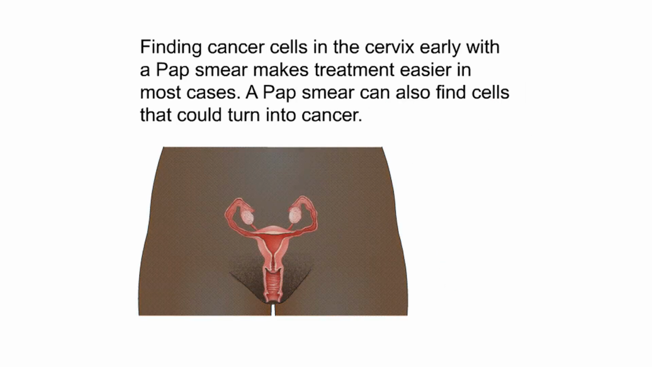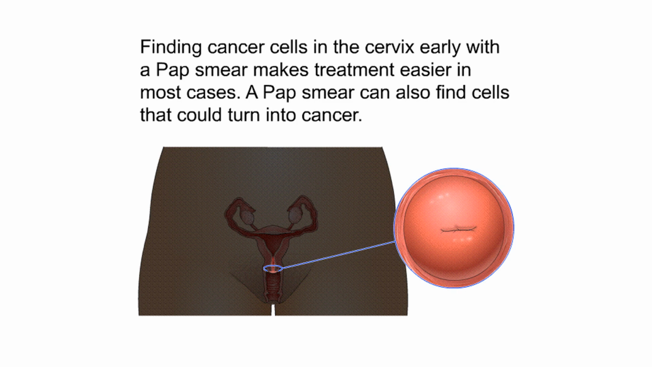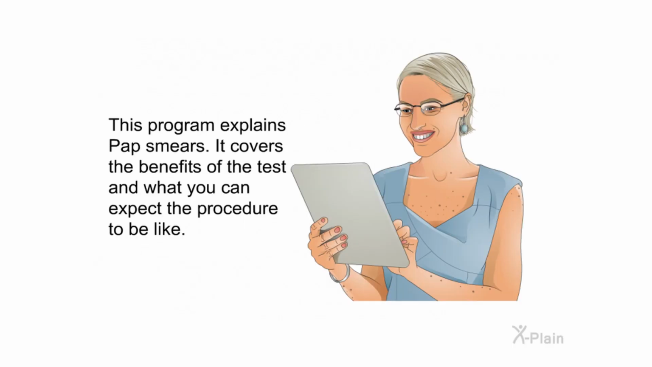Finding cancer cells in the cervix early with a pap smear makes treatment easier in most cases. A pap smear can also find cells that could turn into cancer. This program explains pap smears. It covers the benefits of the test and what you can expect the procedure to be like.